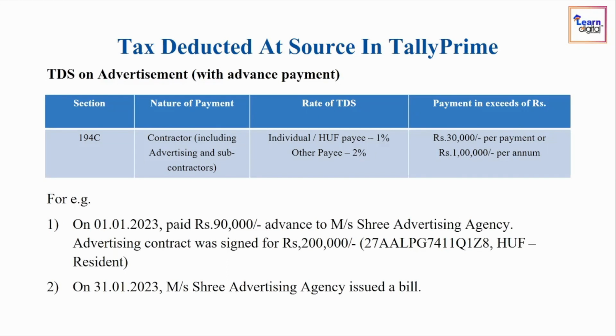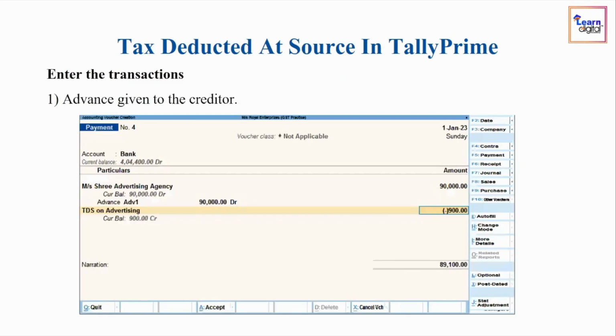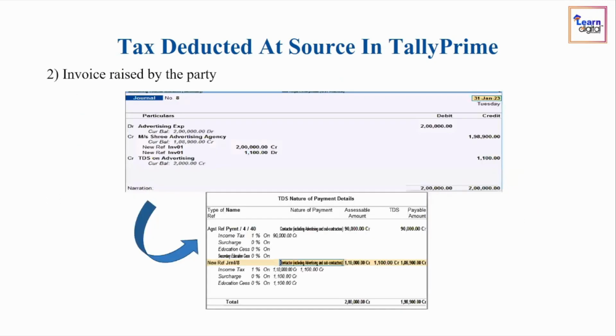Go through the whole session. Also, I have provided the screenshot. Match your entries with this screenshot so that you can have the correct 26Q form.